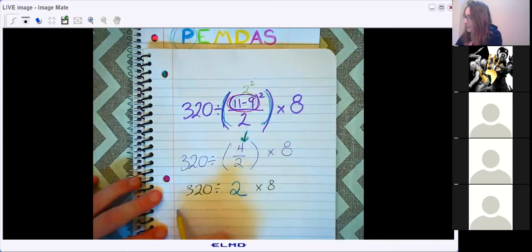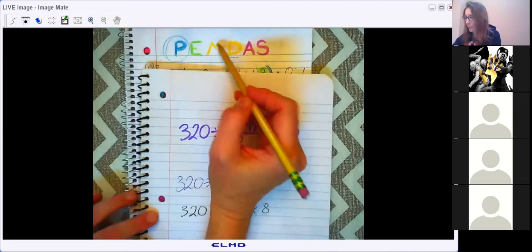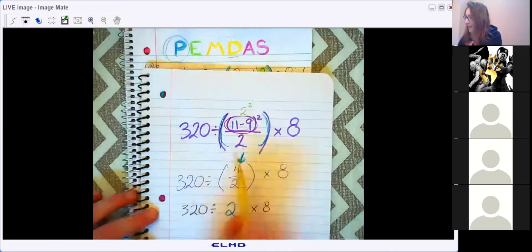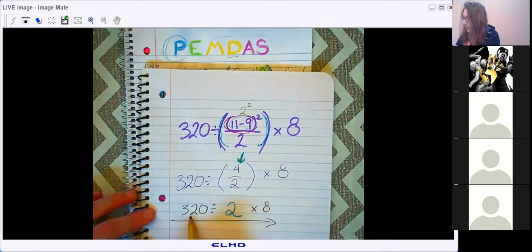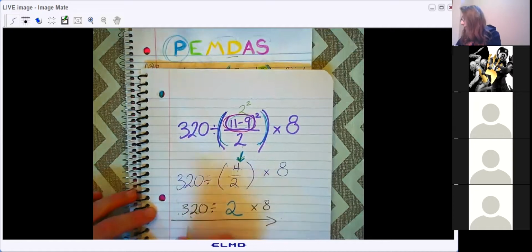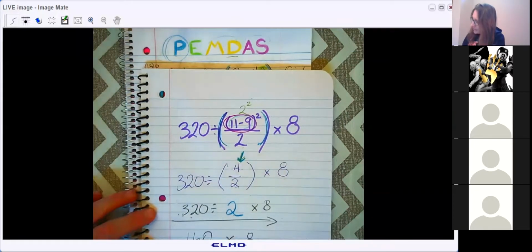All right, and now once I'm in one of my families, either a multiplication-division family or an addition-subtraction family, I go left to right. So 320 divided by 2 is 160, so it's 160 times 8.